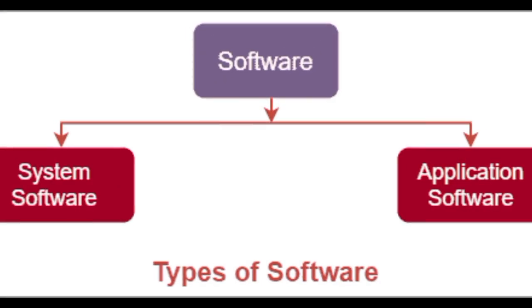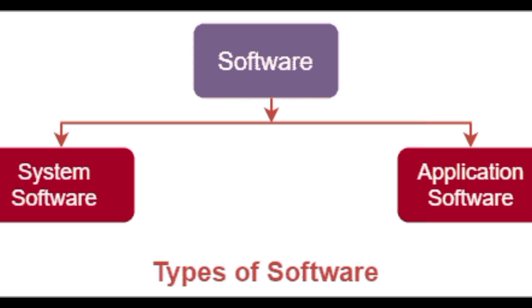Thank you. So I'll be talking about software. Software can be defined as data or programs that are used to operate the computer and also perform some particular tasks. We have 2 types of software: the application software and the system software.